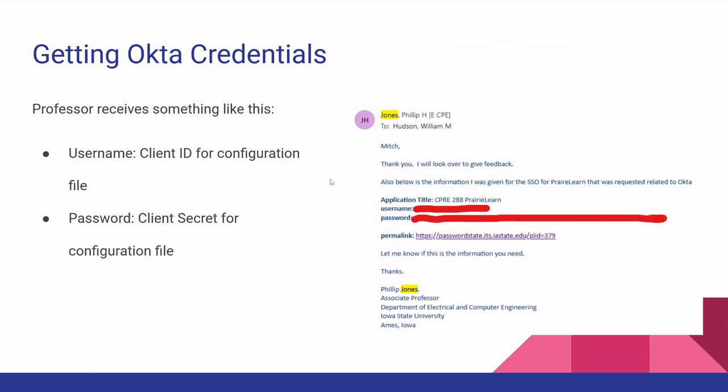Next slide. So when they get back to him, he will receive something like this with the application title, the username, and the password. The username is going to be your client ID for the configuration file, and the password is going to be the client secret for the configuration file.